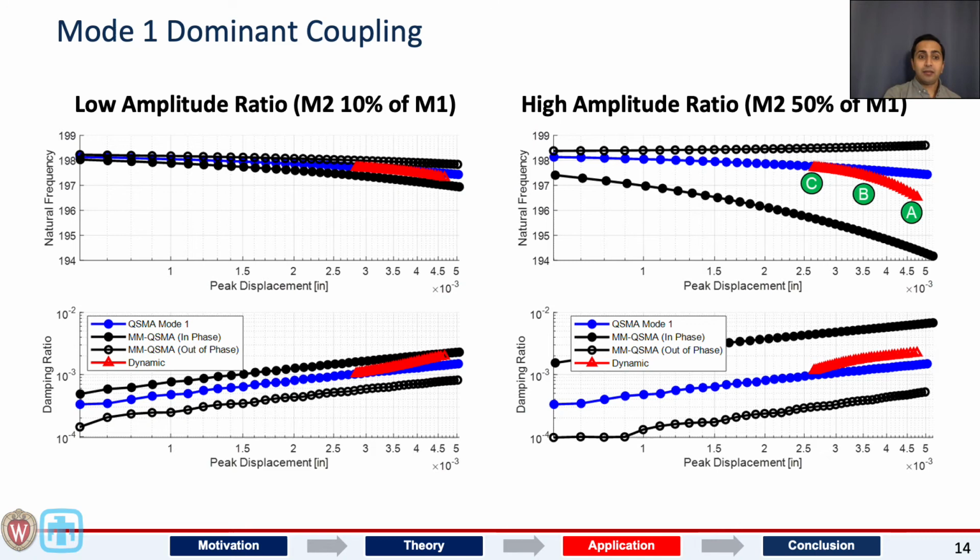Furthermore, we see that both in-phase and out-of-phase solutions form a bounding box for our dynamic response shown in red. To look more into that, we'll look at it at points A, B, and C, where mode 2 is 50% of the amplitude of mode 1, hence having more influence on mode 1.